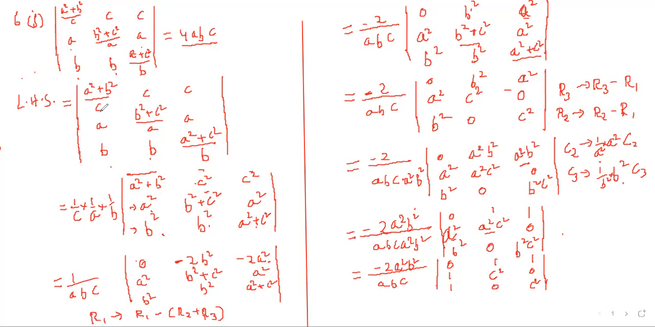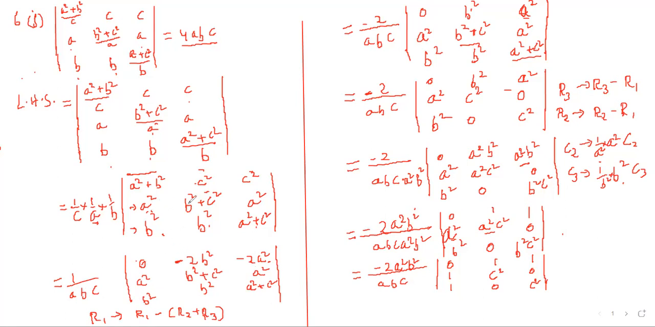Then if we take 1 by C common, means if we divide the first row by C, we have to multiply it by C. So it becomes a square plus b square, c square, c square. Second row, we will multiply by a. So we have to divide by a outside the determinant. So a into a square, b square plus c square upon a into a, b square plus c square, a into a square. Then third row, b a square plus c square upon b. When we multiply it by b, b into b square, a square plus c square upon b is cancelled out, a square plus c square. So it is 1 by abc into.